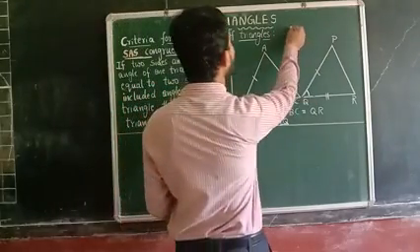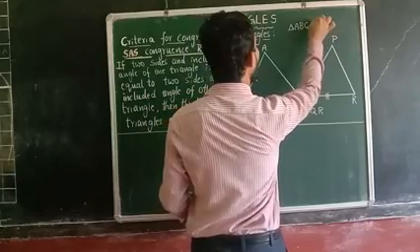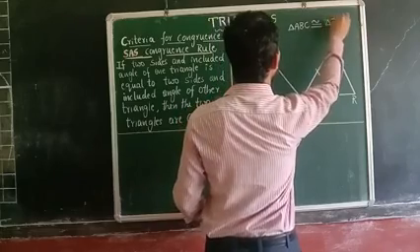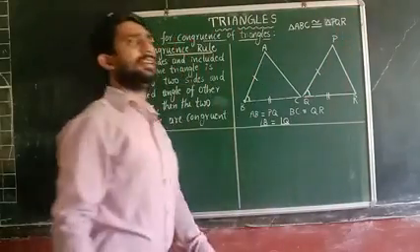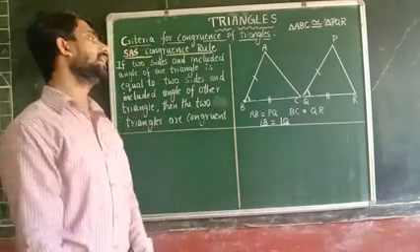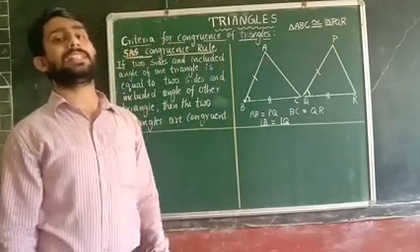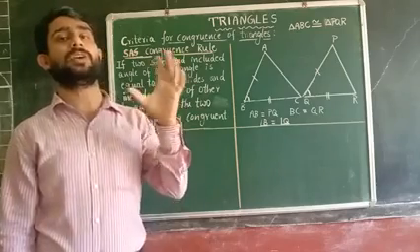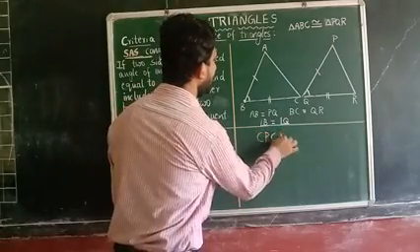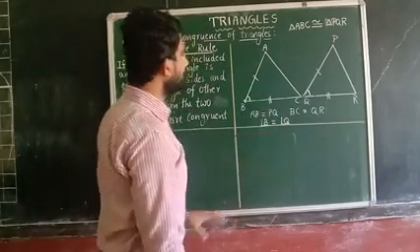How to write congruent triangles? Symbolically, triangle ABC is congruent to triangle PQR. What is the meaning of congruency? All the three angles and all the three sides are equal. That is, corresponding parts of congruent triangles, CPCT. As soon as these are equal, what do I say?